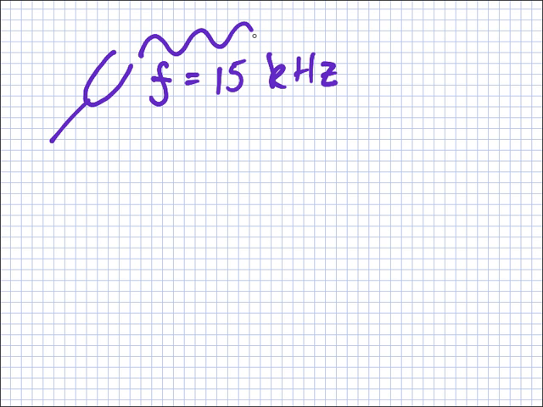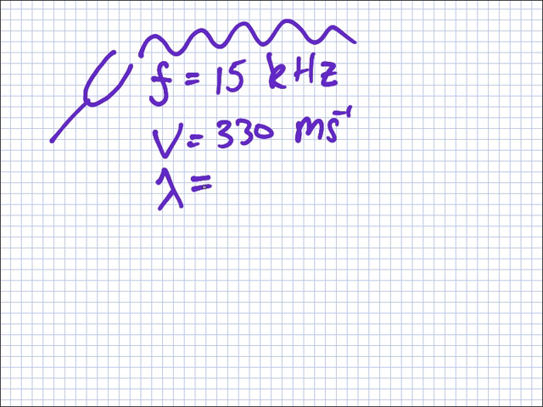Do you know what a tuning fork is? Have you seen these before? Yeah, one of those. What's nice about the tuning fork is the frequency of the sound is printed on it. So this one is 15 kilohertz. Does anyone know what the speed of the sound wave is? It's about 330 meters per second. It depends on many things, but anyway, we'll take it as 330. So quick question for you: give me the lambda, please.